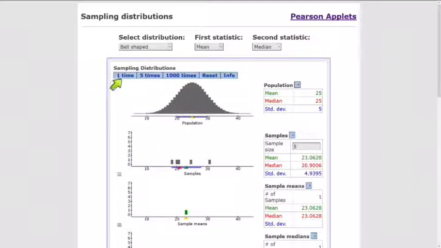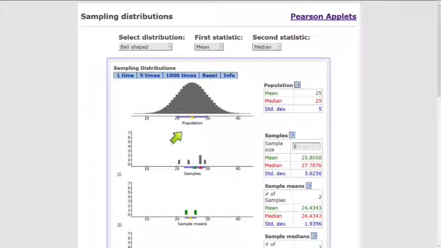Now let's get another sample. For our second sample of 5, these are the values. The mean of our second sample is 25.8. And now down here, so far we have 2 samples. Both sample means are showing here. And the mean of our sample means is 24.4. And the standard deviation of our sample means is 1.9396.